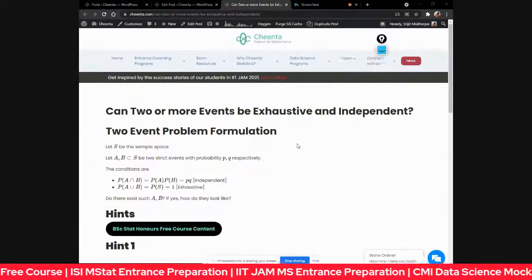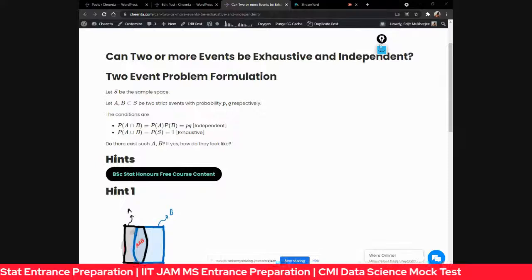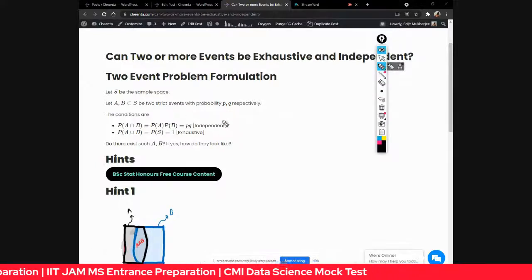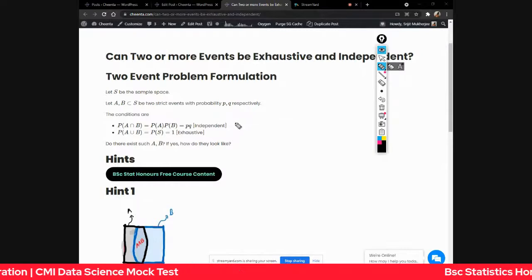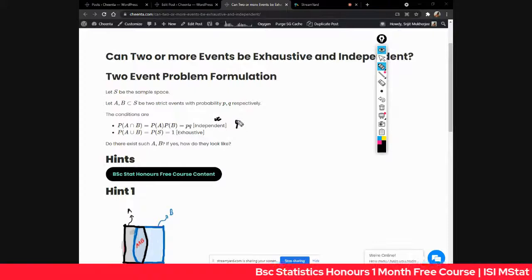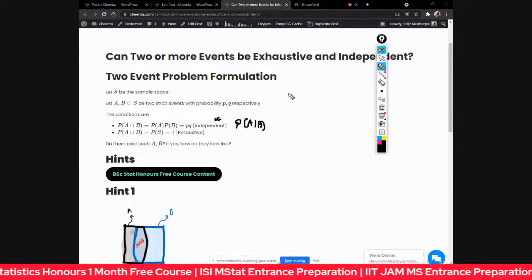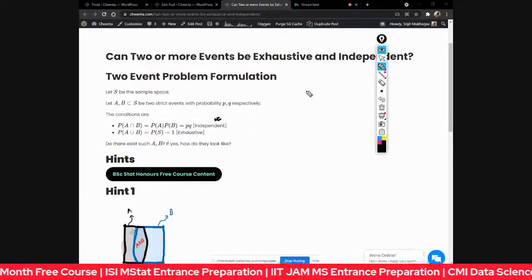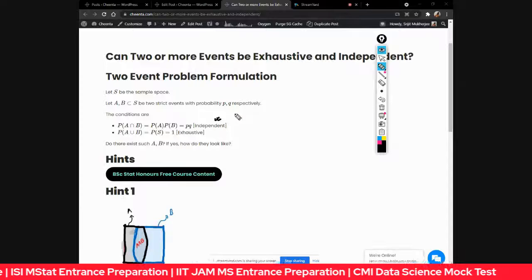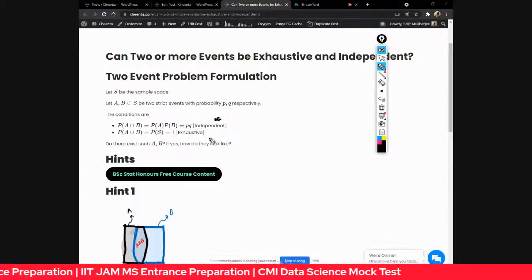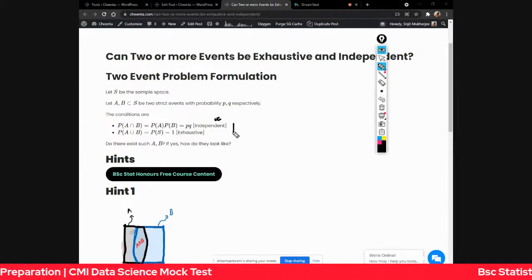Therefore we have the two conditions, the following. P of A intersection B is equal to P of A times P of B, that is P times Q. This is the independence condition that we all know, and it can also be written as P of A given B is equal to P of A. But here we want it in terms of intersection. You will see where it's used. And P of A union B is equal to P of S, the entire space, which is equal to 1. So these are the two mathematical conditions.